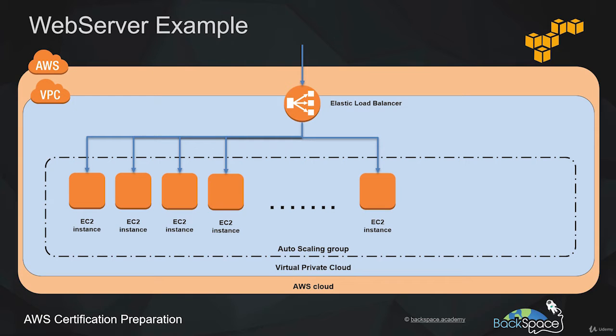It can launch EC2 instances automatically when the demand on those instances increases, and it can automatically terminate EC2 instances when the demand on those instances goes down. It can also perform health checks on those instances, and if one of those instances becomes unhealthy for whatever reason, it can replace that instance with a healthy instance, and it will do that automatically without you having to do anything at all.